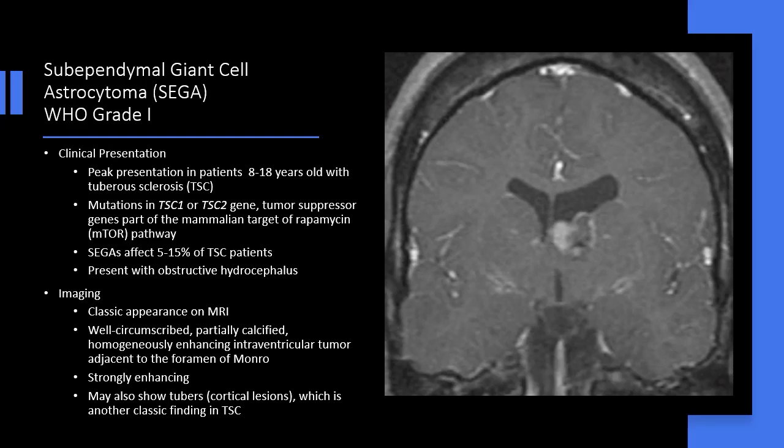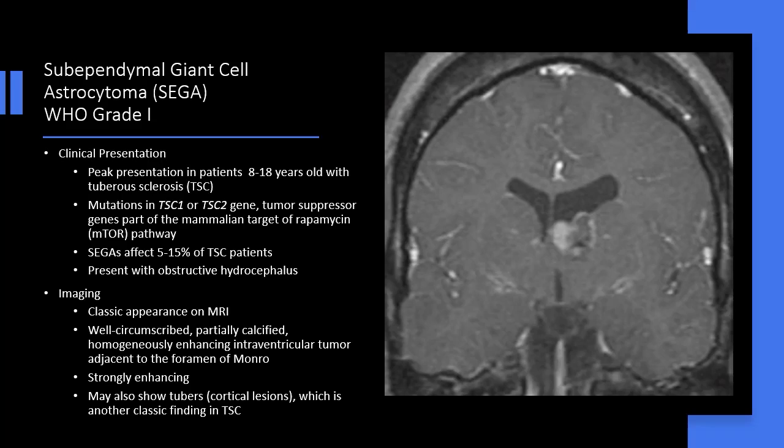The classic presentation of tuberous sclerosis is a triad of seizures, mental retardation, and adenoma sebaceum. However, this triad is only seen in about 30% of patients. Other common findings include cortical and subependymal tumors, white matter abnormalities, cardiac rhabdomyomas, and tumors of the spleen, kidney, and pancreas. SEGAs affect about 5 to 15% of patients with tuberous sclerosis, with a peak presentation of 8 to 18 years old.